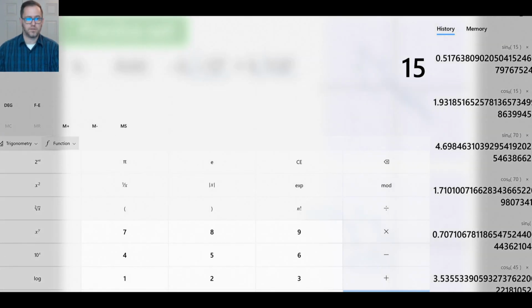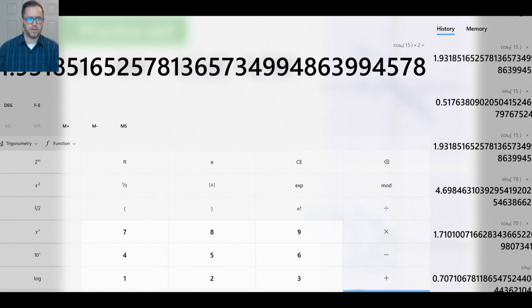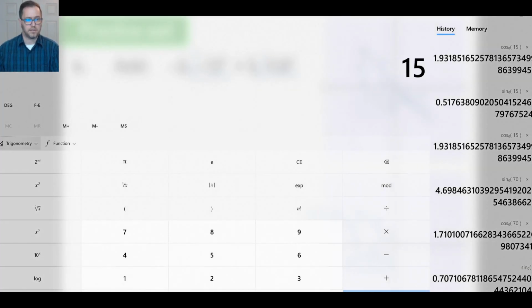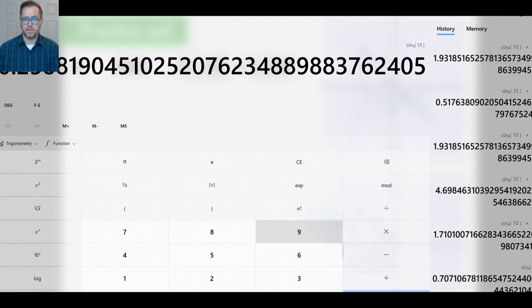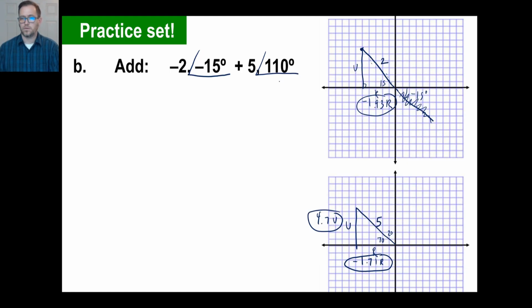So we have 15 degrees, and our cosine is that. We'll multiply that by the 2, which gives us 1.93, we'll call it. And that's going to be our negative 1.93, of course, since that's going the wrong way. The U will be positive, so let's find the sine, which will be this times 2, which is about 0.52, we'll call it. So here we have 0.52U.